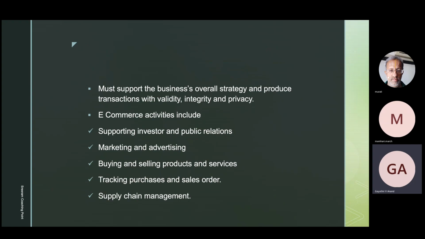Supply chain management. So here, what is supply chain management? You need to know, basically, again everything is being logged. Supply chain is when you have two or more people from whom you buy. So there you need supply chain management, tracking purchases and sales order, buying and selling products and services, marketing and advertising, and supporting investor and public relations.